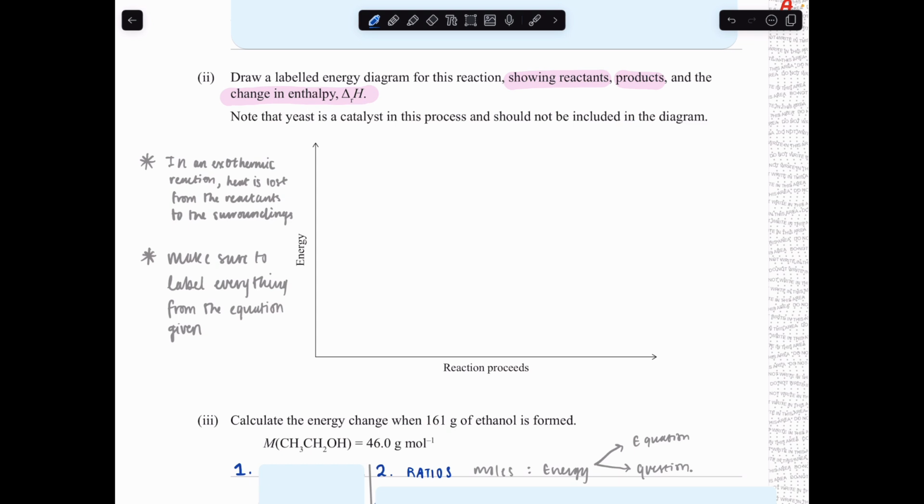out, let's start off with the reactants. As I said before, the reactants start off with a higher amount of energy. Over time, this energy is being released to the surroundings, so it's being lost, okay? Which means the products have a lower amount of energy than the reactants. But this is not enough. We need to label this diagram.